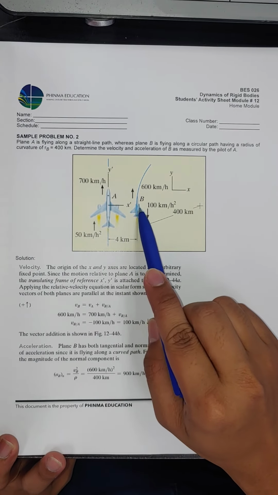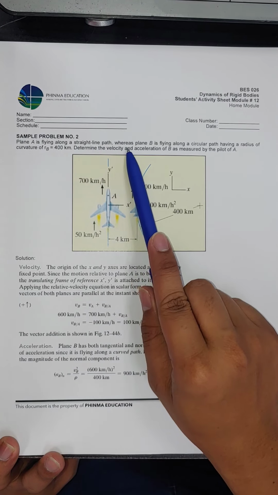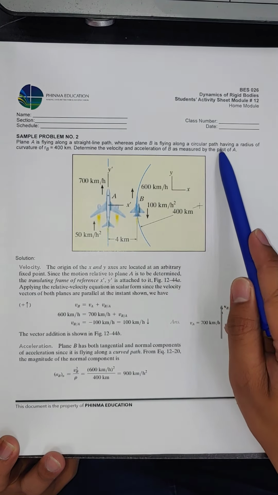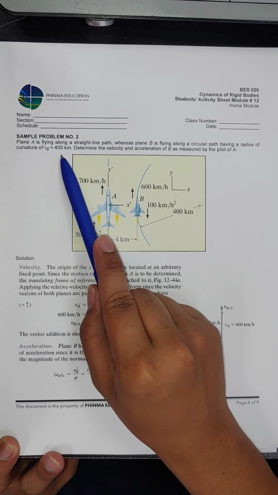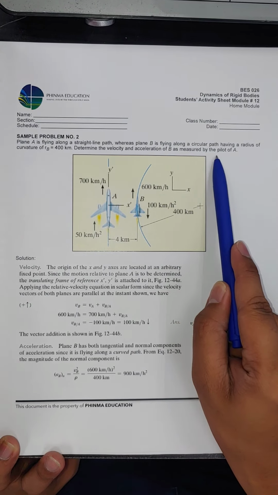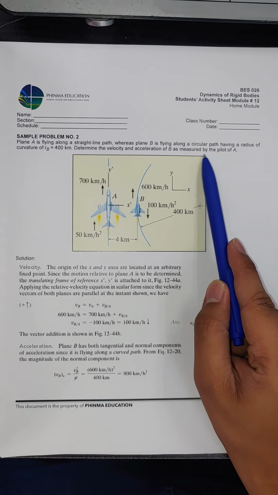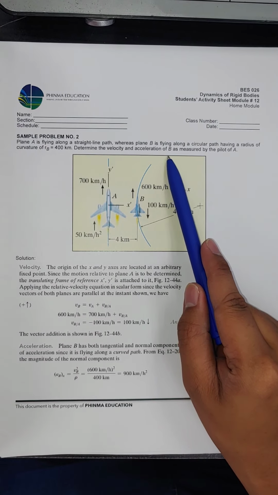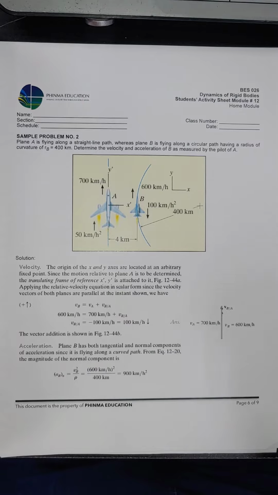It is shown there in the drawing, no? Plane A is flying along a straight line path, whereas plane B is flying along a circular path having a radius of curvature of r sub B equal to 400 kilometers. Determine the velocity and acceleration of B as measured by the pilot of A. So what does this mean, the velocity and acceleration of B as measured by the pilot of A.